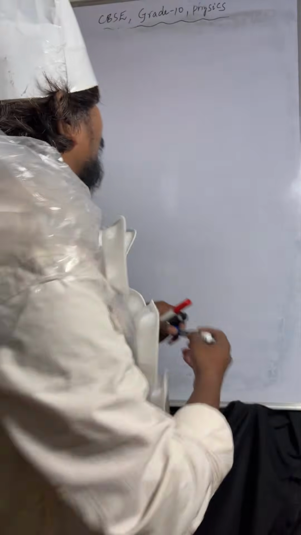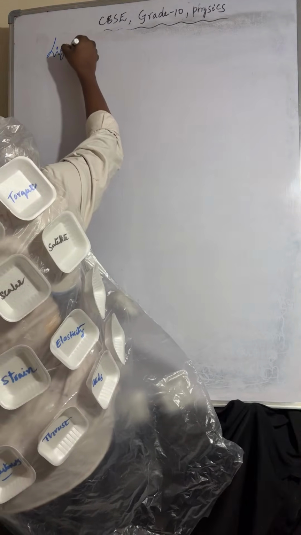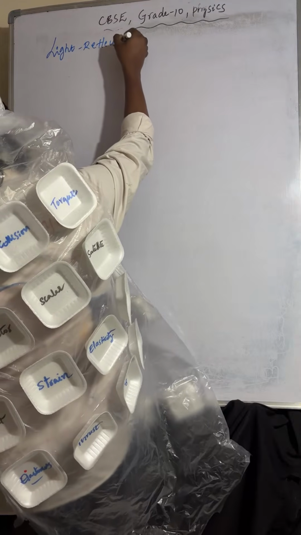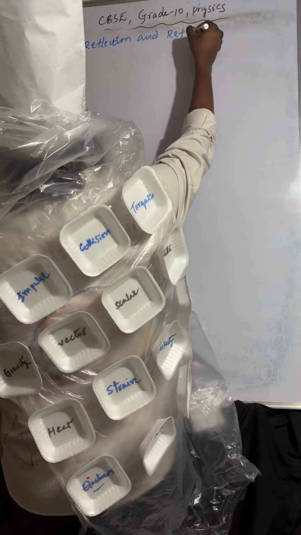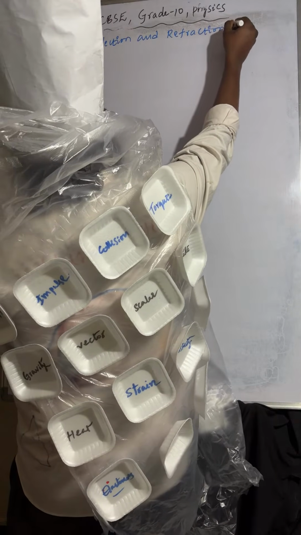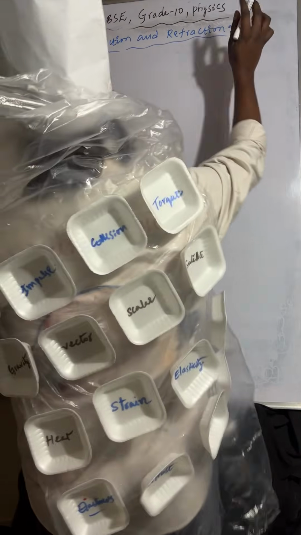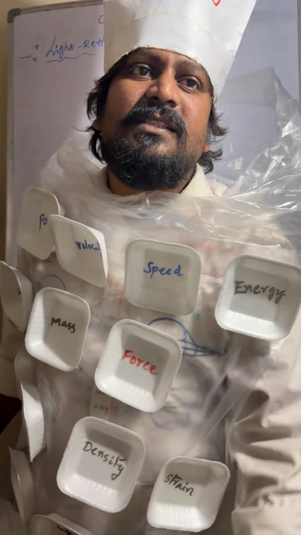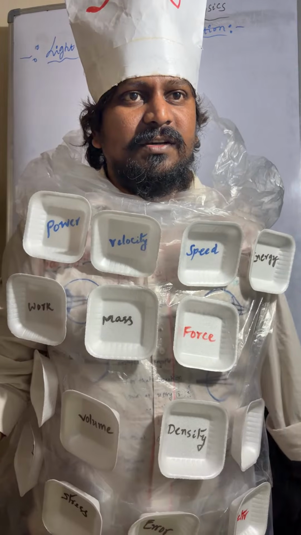Let's start the topic: light reflection and refraction. The bouncing back of the light from the reflecting surface is called reflection of light.